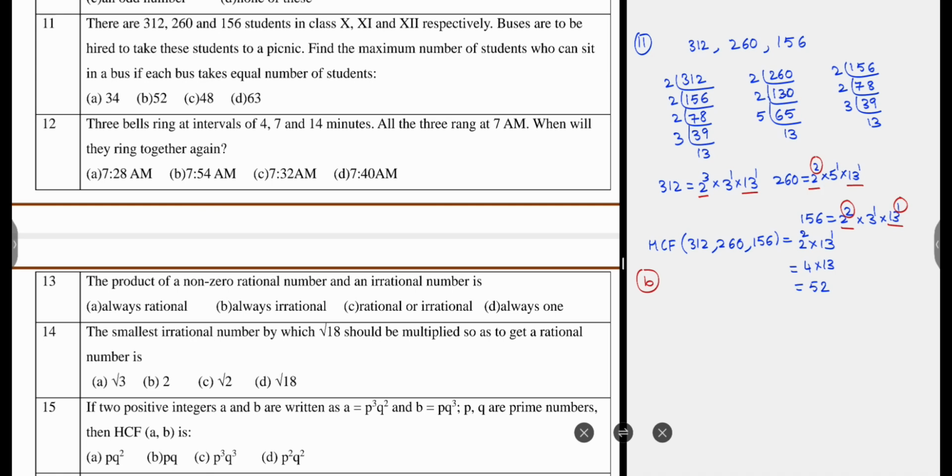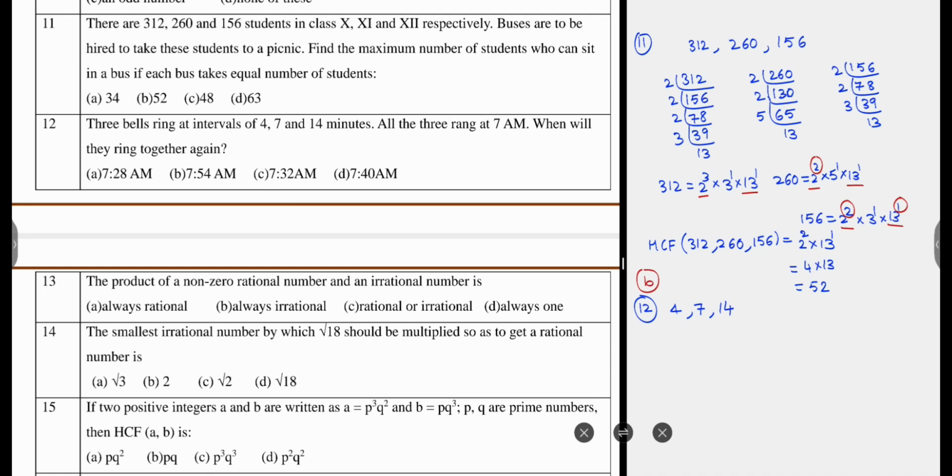Now question number 12. Numbers are given: 4, 7 and 14. All the three rang at 7 a.m. When will they ring together again? So they will be ringing at their multiples. The first one will be ringing at 4, 8, 12, 16, 20, so multiples of 4. The second one rings at 7, 14, 28 like that. And the third one rings at multiples of 14: 14, 28, 56 like that. So when all the three ring together again, it is at the least common multiple.